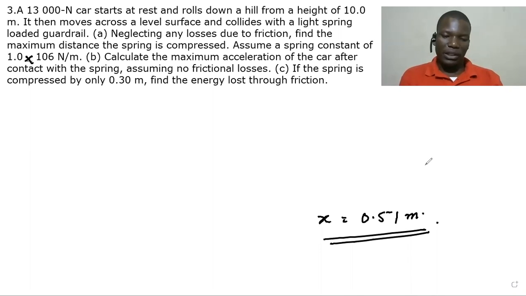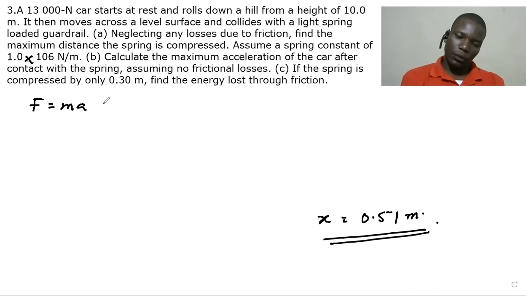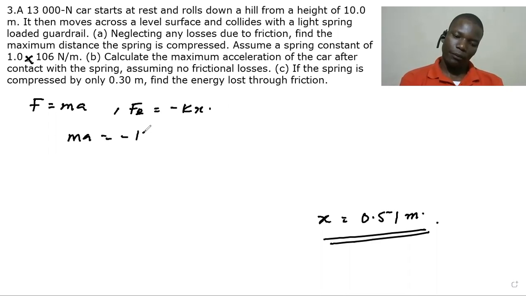So we get to solve B, which says calculate the maximum acceleration of the car after contact with the spring, assuming no friction losses. Here what we have to remember is to recall Newton's second law of motion. This force will equal the restoring force, and the restoring force we know is given by negative kx. So we have ma being equal to kx.